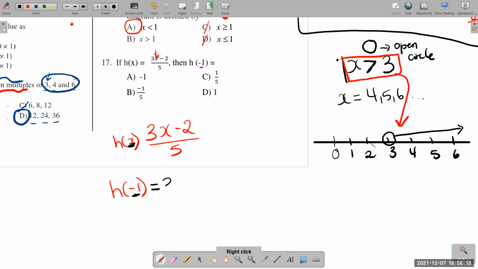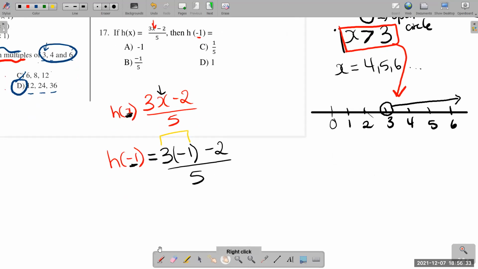So what is that going to be equal to? 3, and instead of X, what are we going to put? -1 minus 2 over 5. We should remember what this means. This means to multiply. So 3 times -1 is -3 minus 2 over 5. We should know that when you subtract from a negative number, you add the two numbers and you put back the sign. So your answer is -5 over 5. So your answer is -1. How do I get that? Because 5 into itself goes once. The negative sign remained, so we end up with -1. So our answer is A.